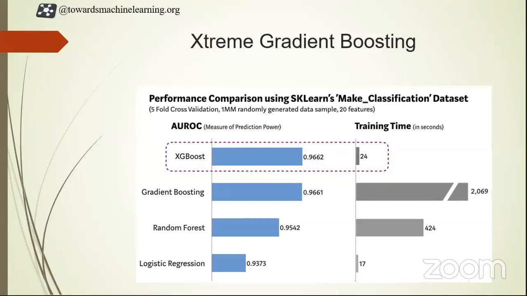In gradient boost it is 96.61% correct, but look at the difference in training time between XGBoost and gradient boost. It takes 2069 seconds to train gradient boost. Random forest is again 95.42% correct, with a training time of 4 seconds, and logistic regression takes 17 seconds. So now you can easily see the difference between the training time of XGBoost and gradient boost. That's why we have XGBoost with us right now.